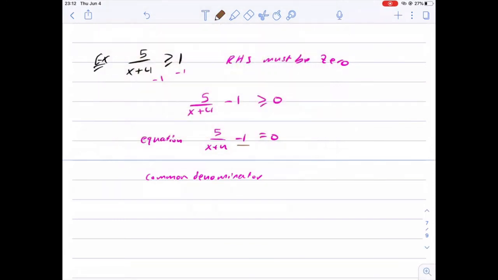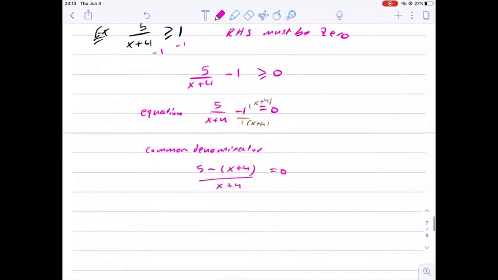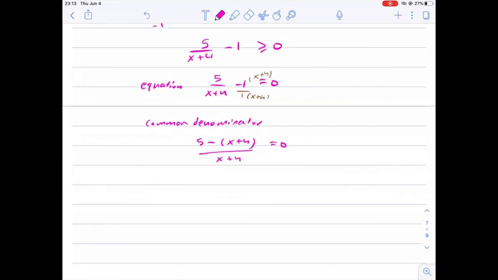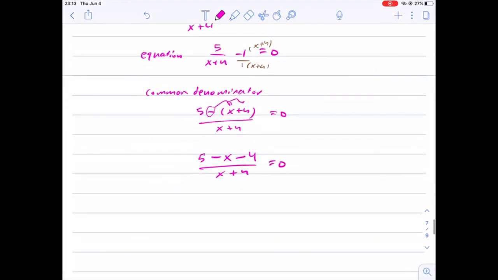By multiplying this by x plus 4, this gives us 5 minus (x plus 4) over x plus 4 equal to 0. And then we simplify the numerator. We insert the negative sign on this expression, so we get 5 minus x minus 4 over x plus 4 equal to 0. And we can simplify the numerator. We have 5 minus 4 is 1, minus x over x plus 4 equal to 0.